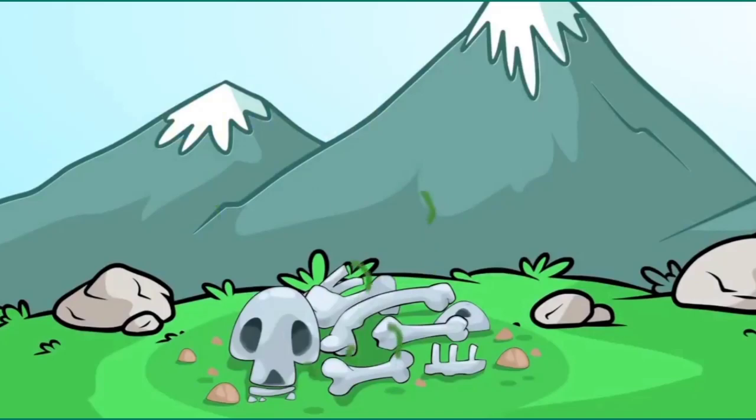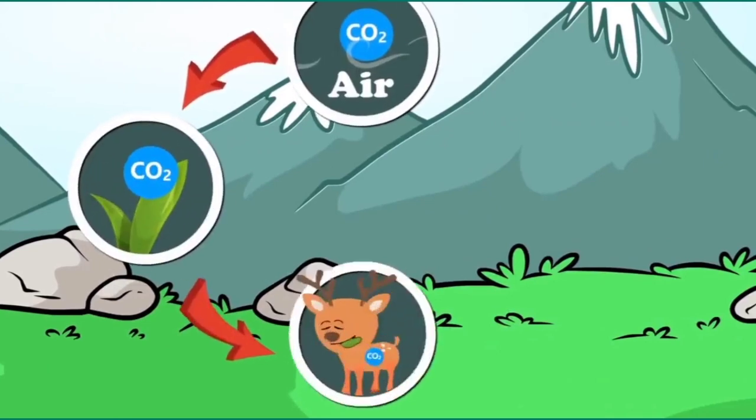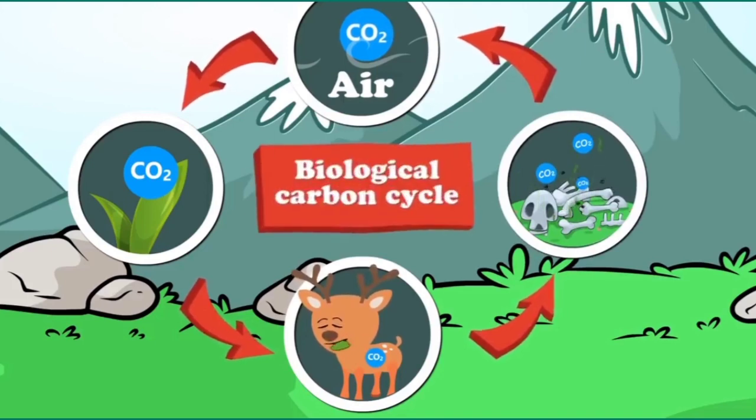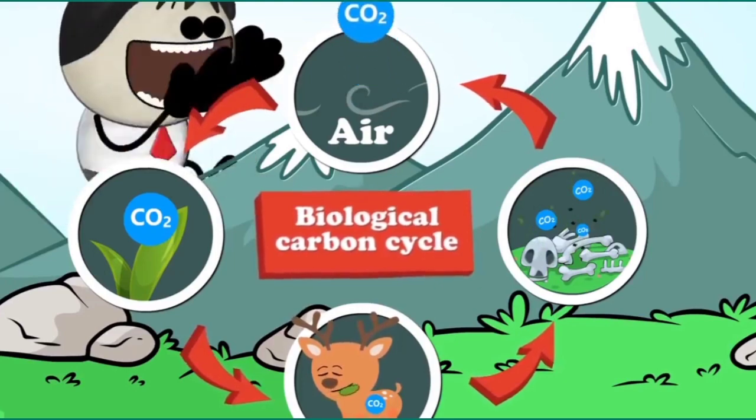Also, when plants and animals die, they start to decay. Decomposers act on the dead organic matter, releasing carbon dioxide. Thus, the carbon dioxide that was taken in by the organism is released back into the atmosphere, marking the end of the biological carbon cycle. Yeah, carbon is going back to its mummy.